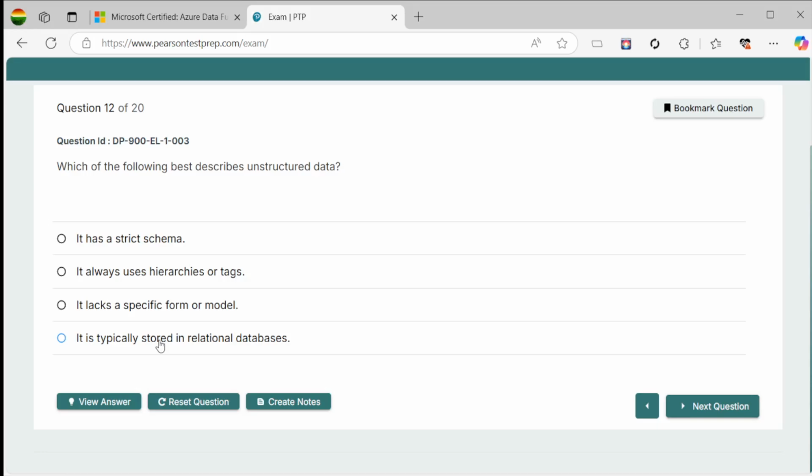Unstructured data is blob files, blob storage, such as audio files, images, raw memos, or raw text documents. And they do not have a strict schema. They're binary data. They do not always use hierarchies or tags, although they can. They are not stored in relational databases because relational databases require strict schemas. Therefore, the answer is it lacks a specific form or model.